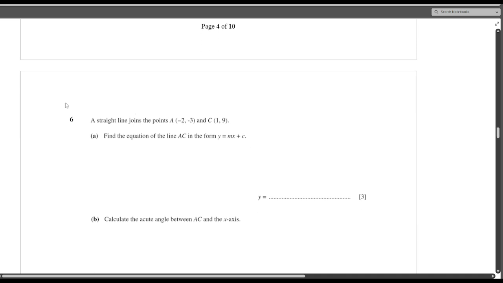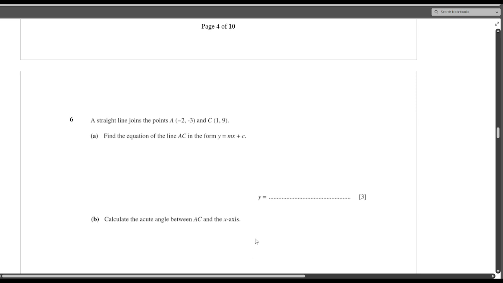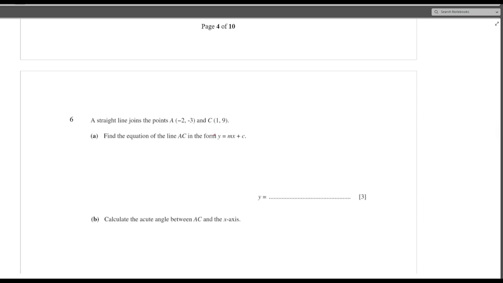Okay, now question number 6. Okay, so question number 5 is clear to everyone? Question number 5, right? Okay, let us move to question number 6. A straight line joining the point A and C. Find the equation of line AC in the form of y is equals to mx plus c.